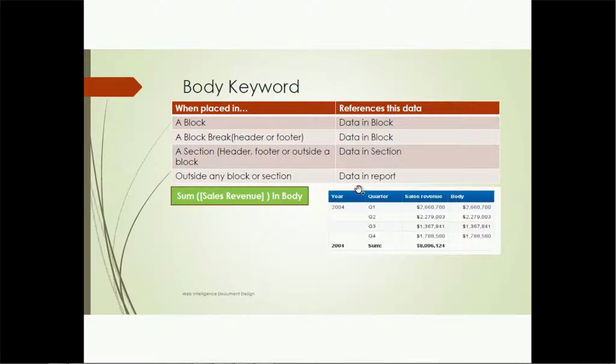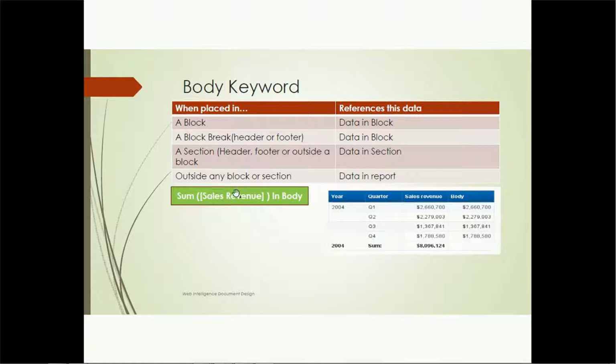So now how can we add it? The first keyword is the body keyword. The context where we are placing it determines the data which it calculates. Suppose I am putting sum of sales revenue in a block, then it will display the data in a block. If I am putting it in a block break, header or footer, then it will display the data in the block. If I am putting it in a section, then it will display in a section. If I put it outside any block or section, then it will display data in a report.